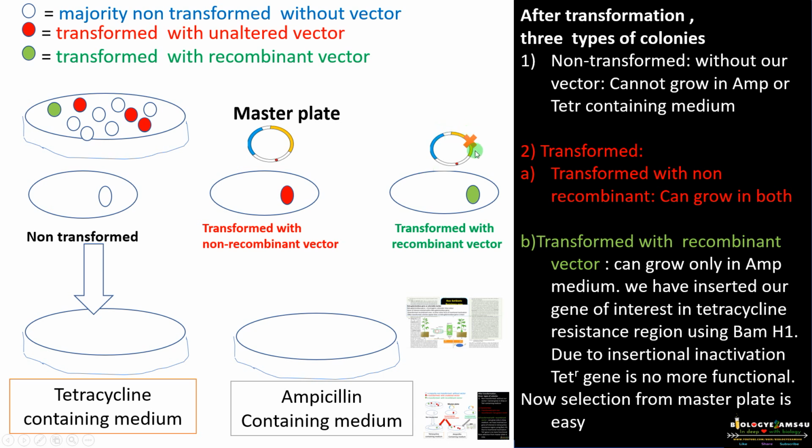That is why these genes are called selectable markers, that help in selection of transformed recombinant colonies. Hope you are clear. You can watch our video for more on this topic. The link will be in the description.